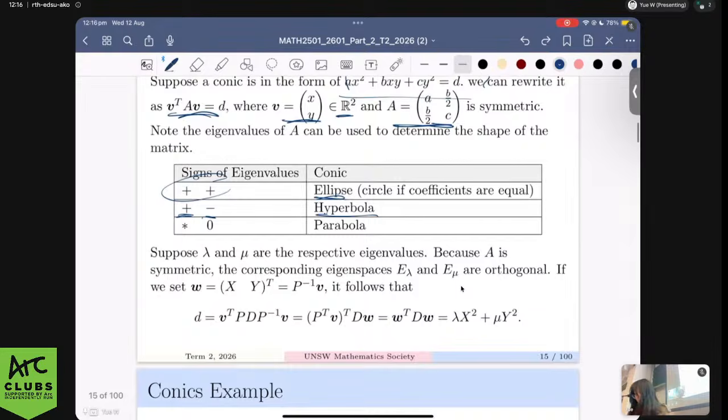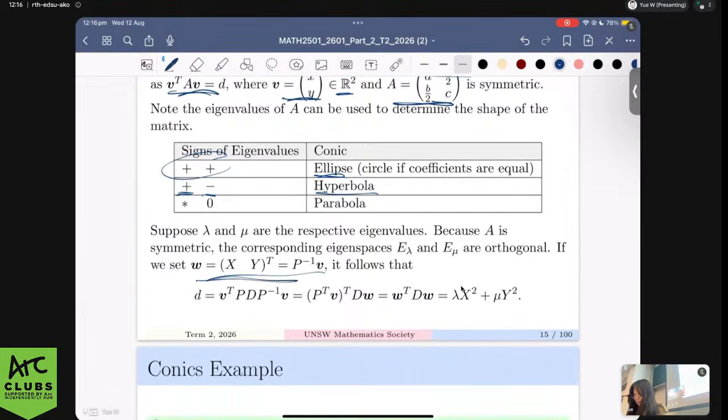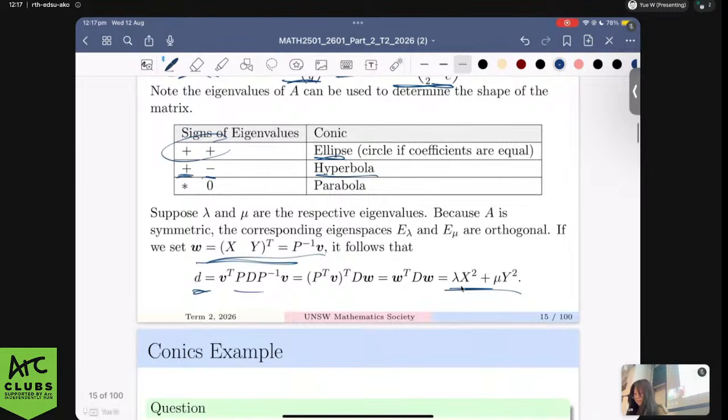Okay, so now we suppose that lambda and mu are some respective eigenvalues. Because we know that A is symmetric, the corresponding eigenspaces also have to be orthogonal, right? And if we set up this thing here, we can write out D to be lambda x squared plus mu y squared. I don't think you'll need to know this derivation in the test. Probably just need to know this result here.